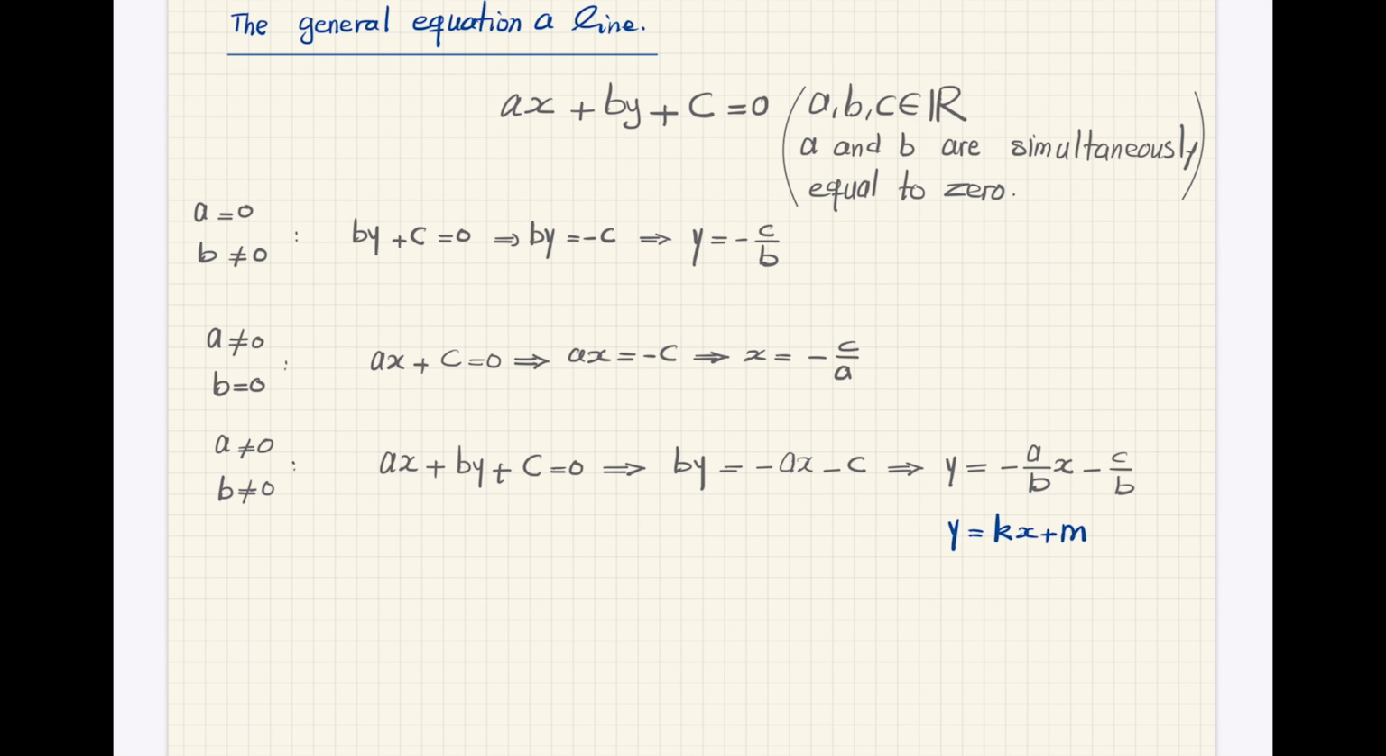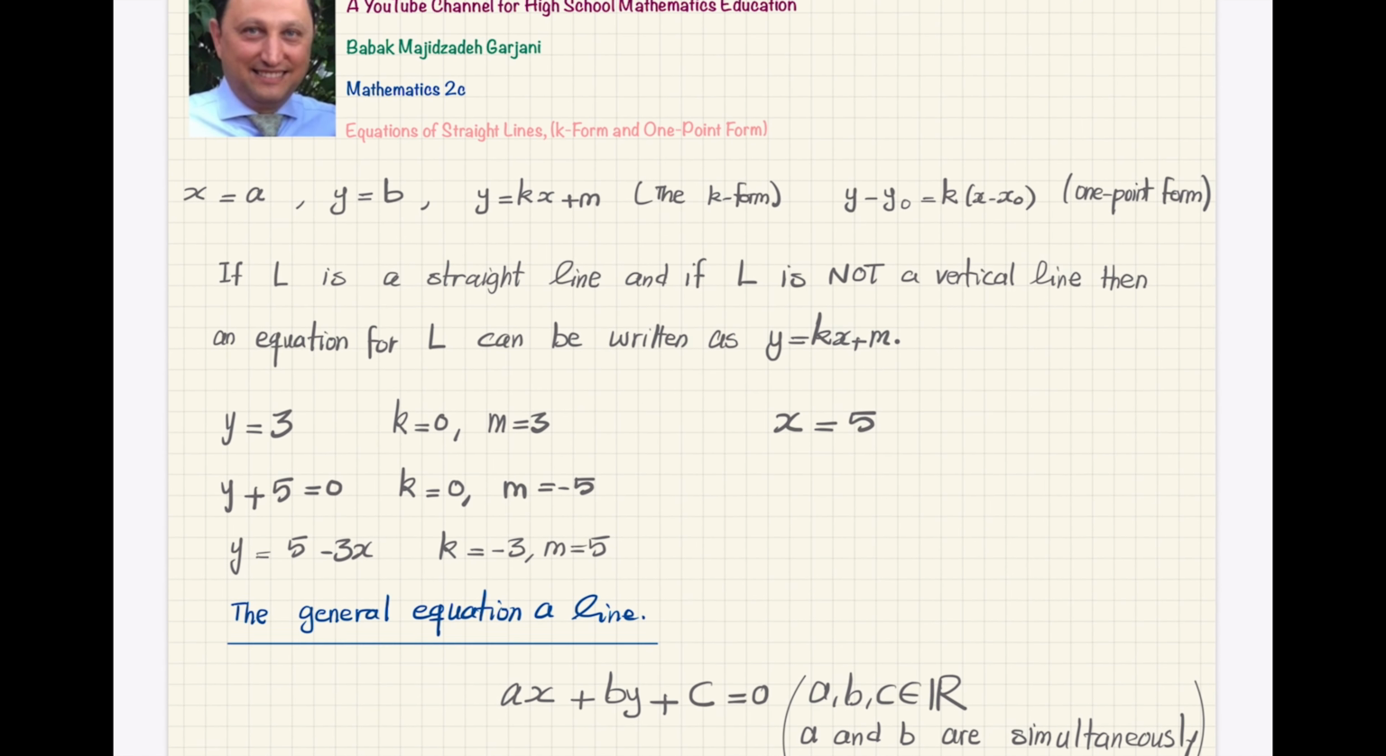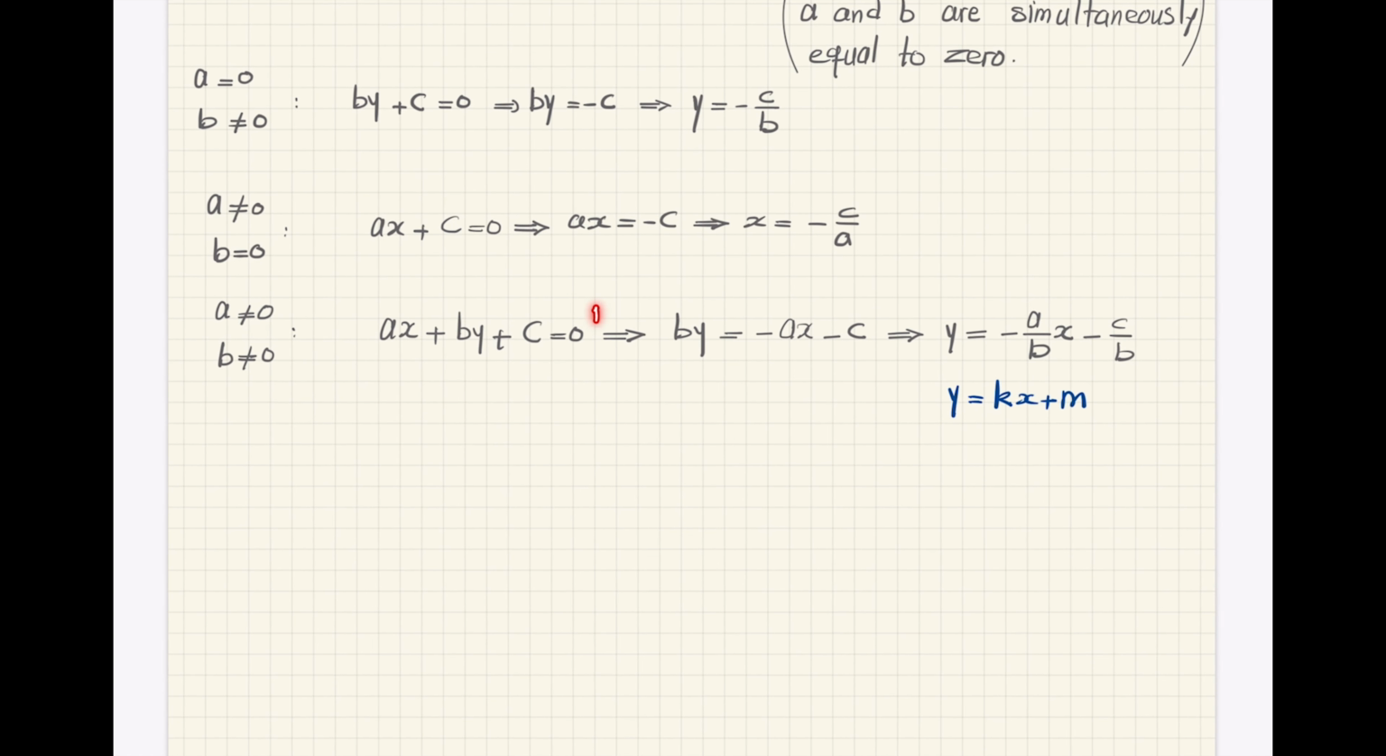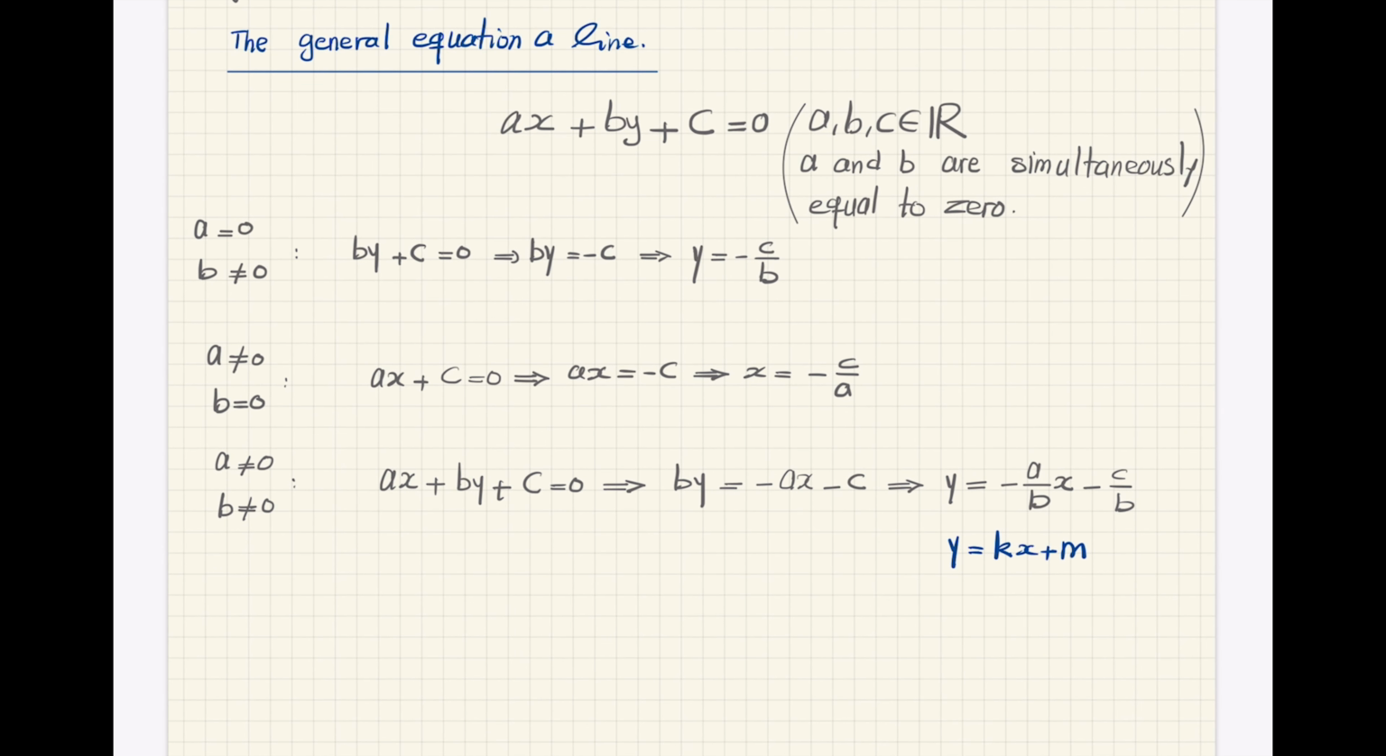Okay, now let me ask you one more question. If I ask you what is the slope of this line, what is the answer? K. It's k. Now if I ask you what is the slope of this line, you would say that I cannot immediately answer that. I need to follow these steps, and when I write it in this form, I can now answer. Can you tell me what is the slope of this line by comparing it with this general form? Minus a over b. Yes? So hopefully now you see that this is the general form.